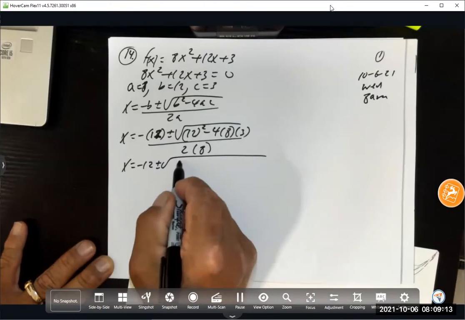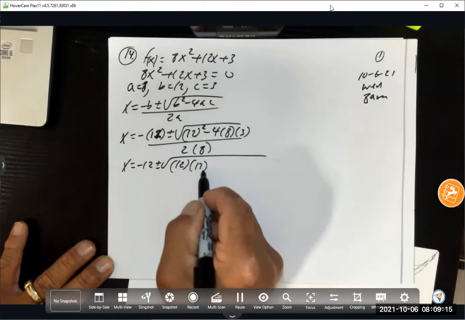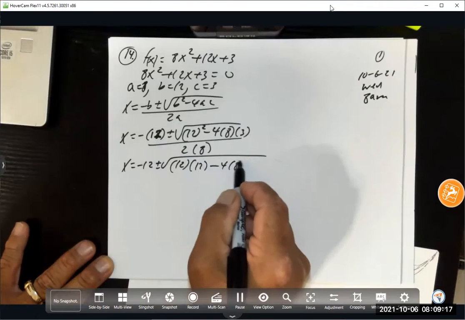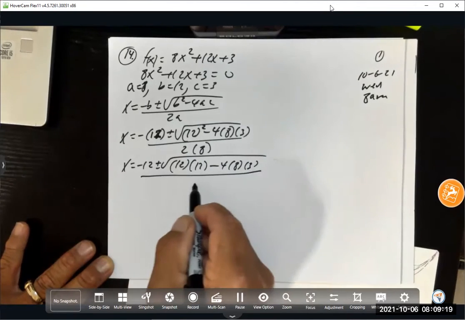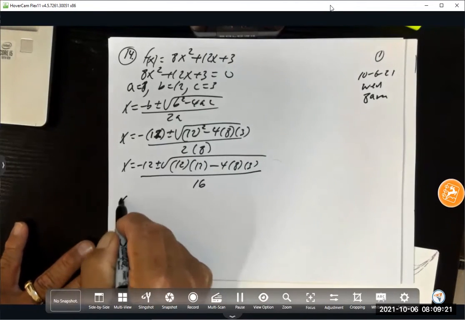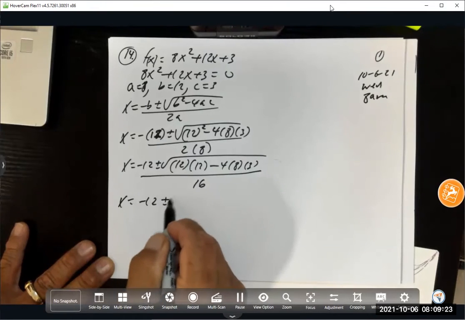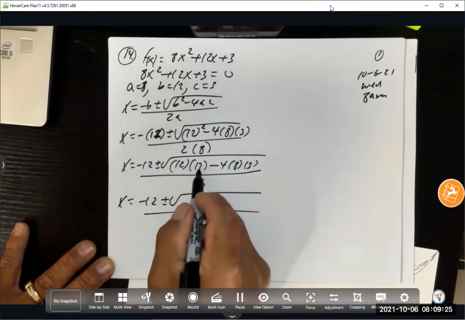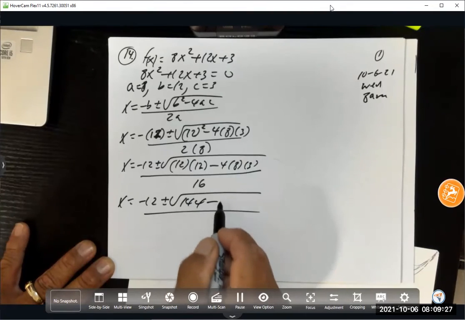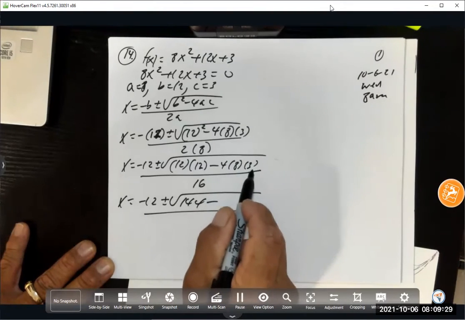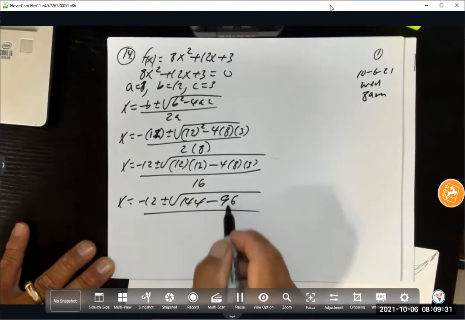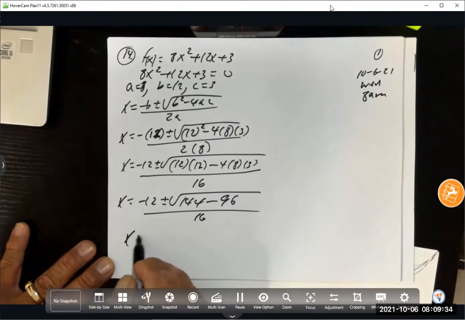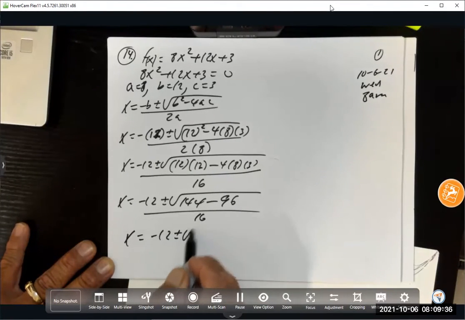And then this one I had to do the long way. 12 and 12, 4 times 8 times 3, over 16. This is negative 12 plus or minus. And 12 squared, I got 144, minus 4 times 8 times 3, 96. Okay, so now the hard part was this part right here.